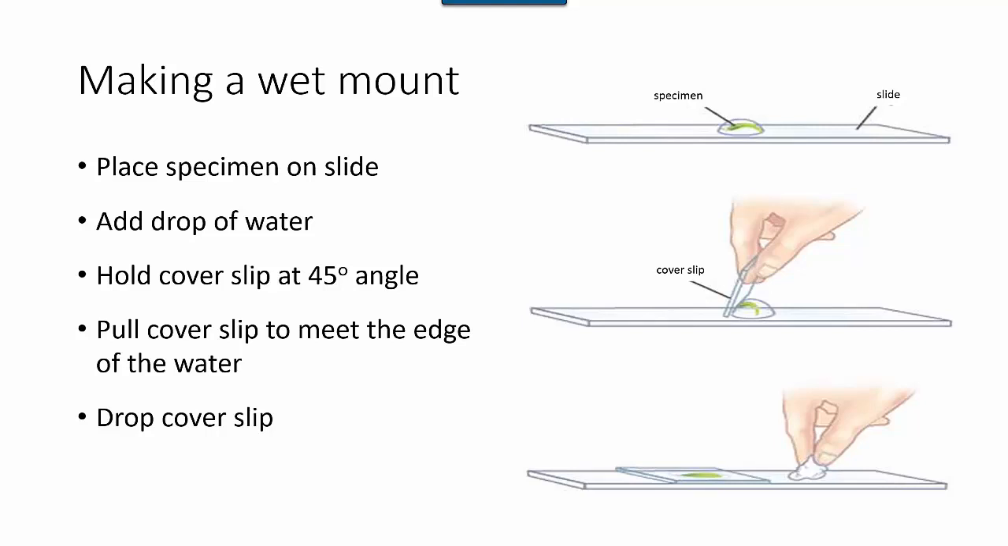Instead, hold the cover slip at a 45-degree angle and pull it until it meets the edge of the water. When it meets the edge of the water, you'll see the water spread along the edge. Now you can drop the cover slip, forcing out most of the air bubbles beneath. Dry up any excess water and then place the wet mount on your microscope for viewing, just as you would any other slide. There are many variations on preparing a wet mount, such as staining the specimen under the cover slip. In your lab, you'll be making the simplest of preparations, pond water.